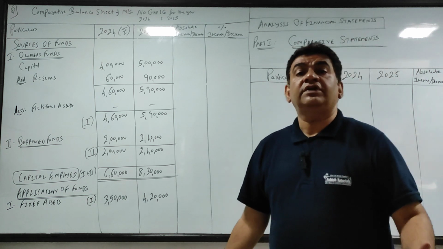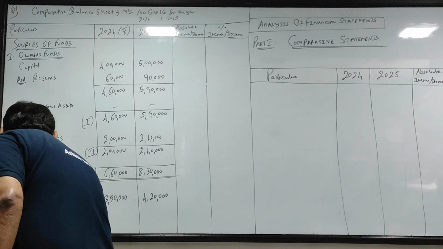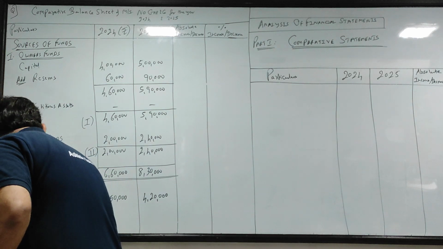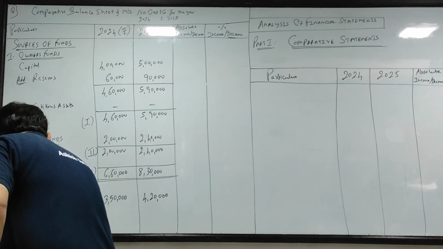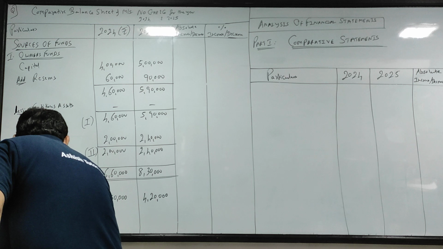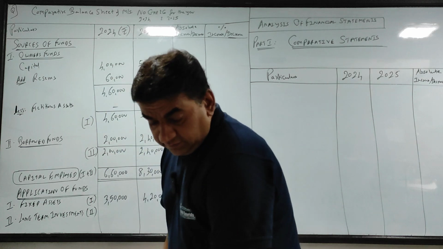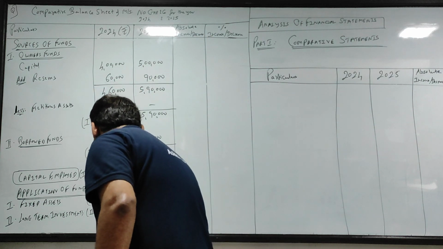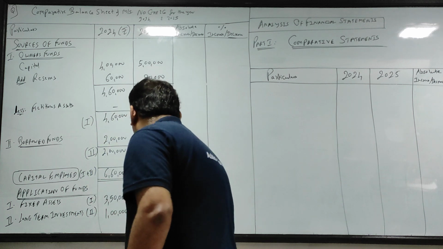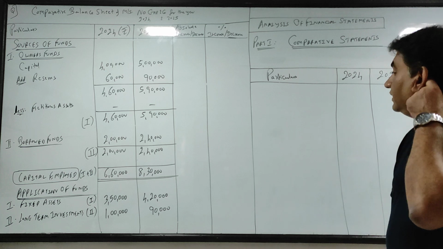As I told you, investments here will always be long term. So second, it will be, let's use the word same what I used, long term investments, that is 1 lakh and 90,000. That is 1 lakh and 90,000.